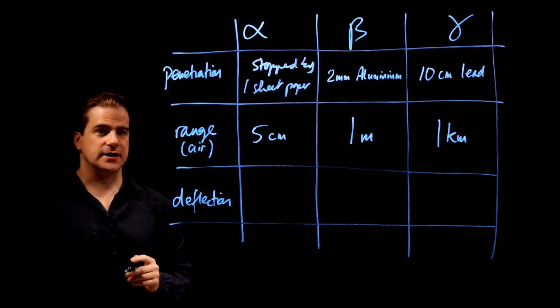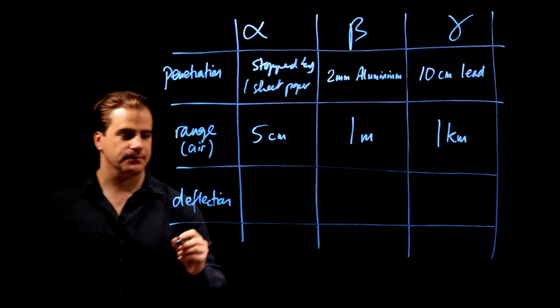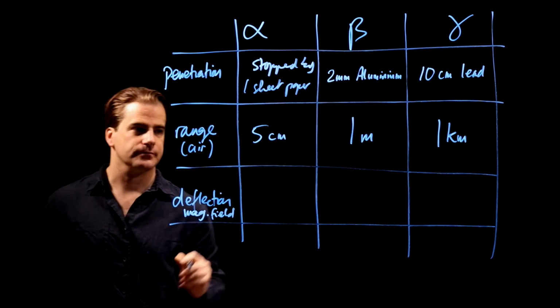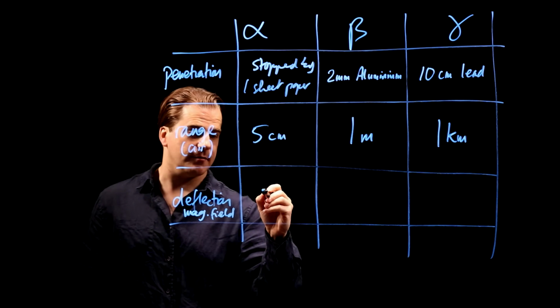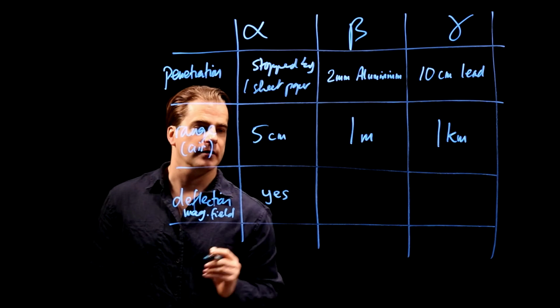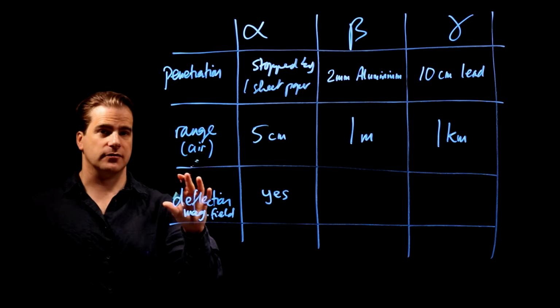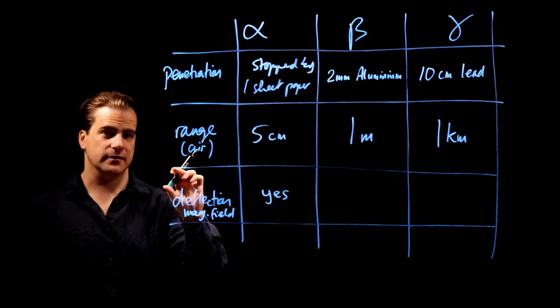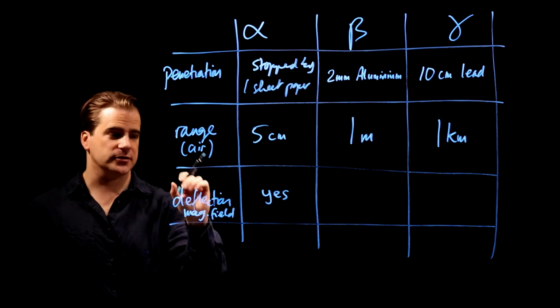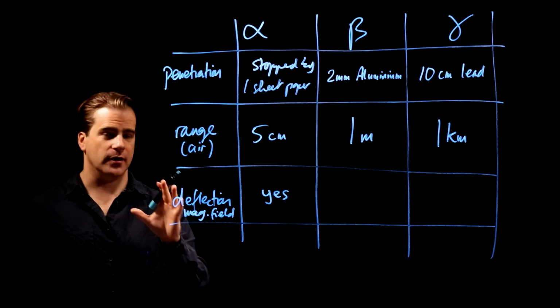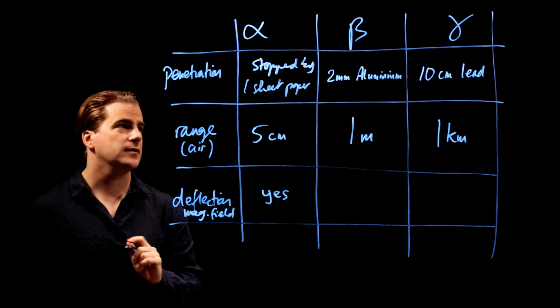Alpha particles, deflection in a magnetic field. They are deflected by a magnetic field because they have a charge. Alpha particles, 2 protons, 2 neutrons. The 2 protons, each proton has a +1 charge, so an alpha particle has a +2 charge, and therefore it will be deflected in a magnetic field.